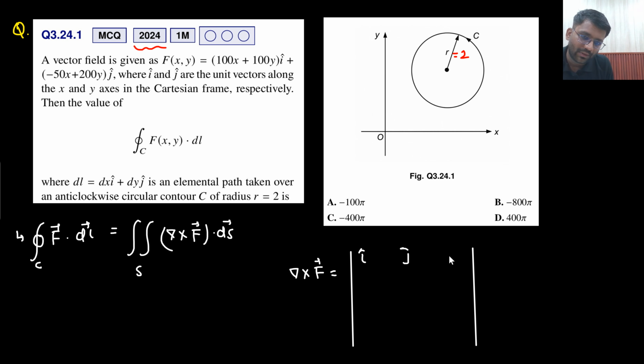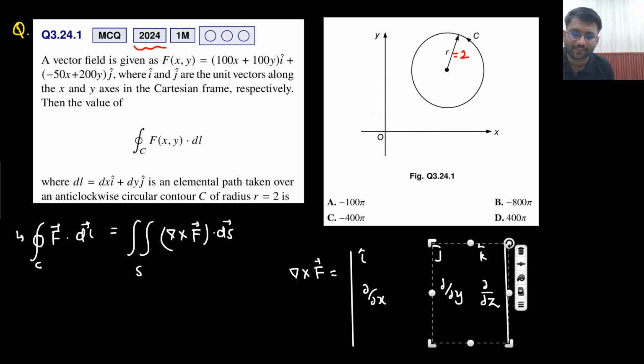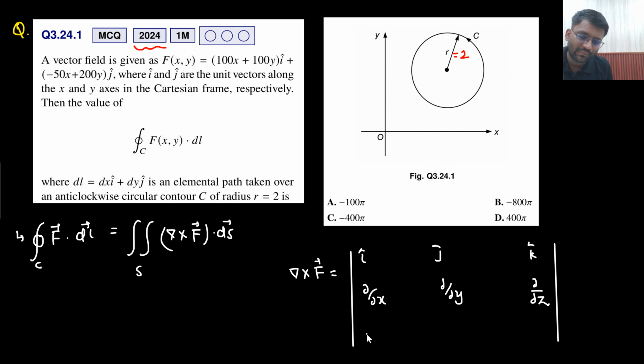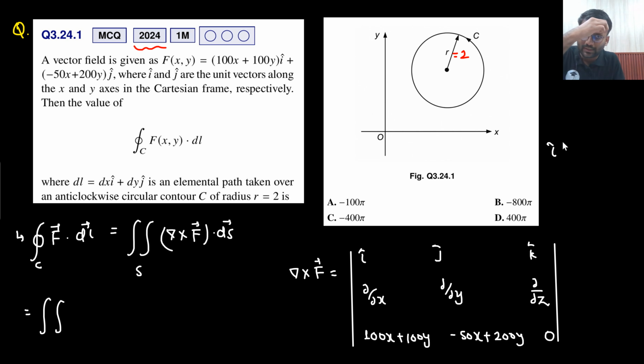i cap, j cap, k cap, del by del x, del by del y, del by del z, 100x, 100y, 100x plus 100y minus 50x plus 200y, and then 0. Direction also I know, so plus k cap I am supposed to take. So actually it is del cross f only. So what is the answer of del cross f you are getting? Sir, when I solve this del cross f, what answer will I be getting? Sir, in i cap, what will I be getting?